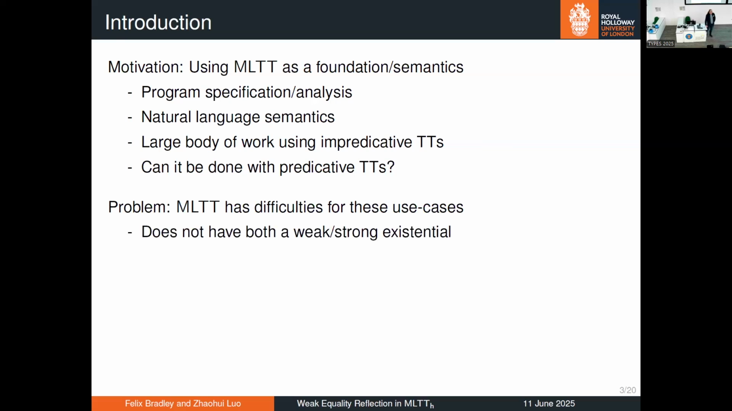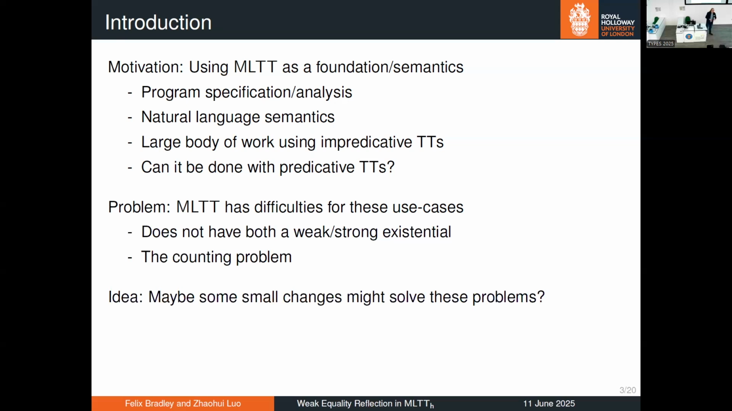It doesn't have both the weak and strong existential, as an example, which ends up causing a couple of problems when we want to do certain applications. There's also a problem that I'll address later on, the counting problem, where you start talking about the cardinality of types, which can also cause problems. If we want to properly use MLTT for these applications, we need to work out a solution. So our goal here is to make some small extensions, a couple of changes, and hopefully we'll be able to use MLTT for these purposes.